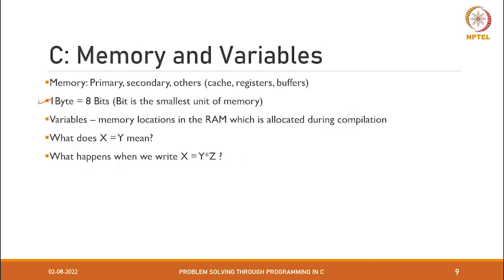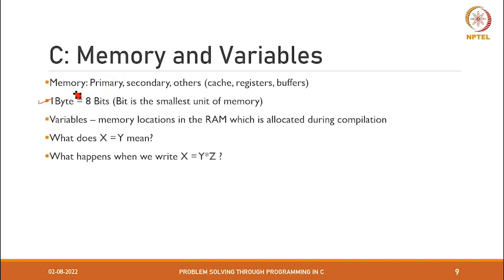Sir, for what purpose is assembly level language used? I think it is used when you're writing software for microprocessors and so on. You use assembly level language because there is some level of machine level involvement there. So you'll be using assembly level language for such kinds of applications.